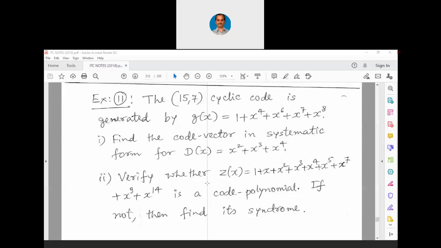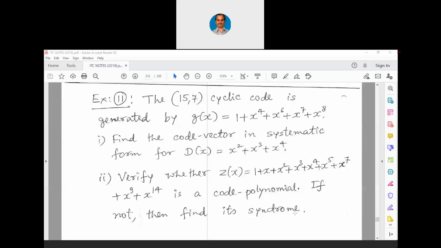Now that was not a valid code, we have seen that. Here it is given the symbol as z of x, which means it is a received code. Whether it is a verified code vector or not. If not, then find its syndrome. Now as it is a received code, we have to find its syndrome so as to detect the error and correct the error.